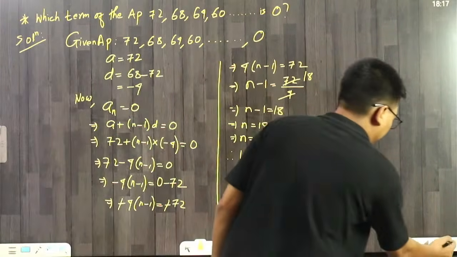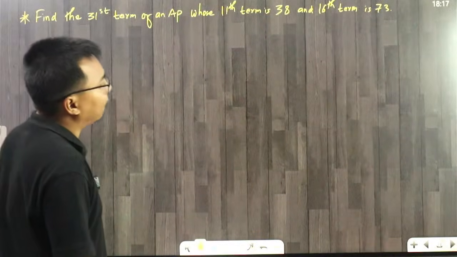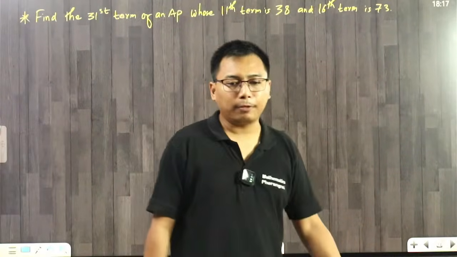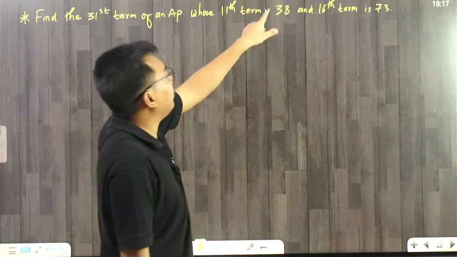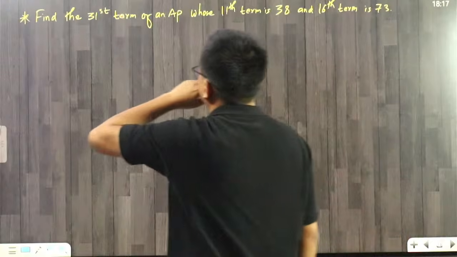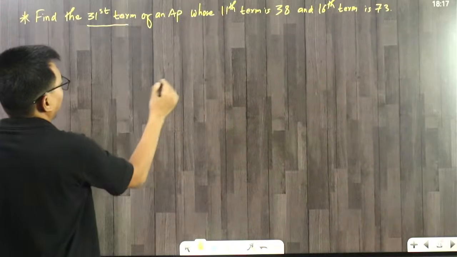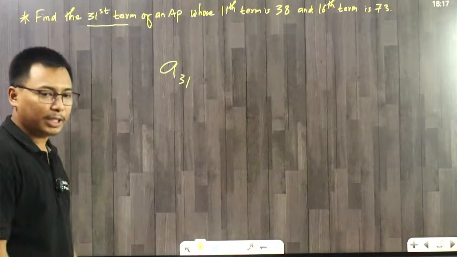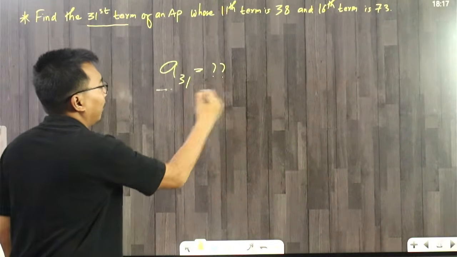All right, next. What do we have? We have to find the 31st term of an AP whose 11th term is 38 and 16th term is 73. Now, see, what is the target? We have to find the 31st term, A31.